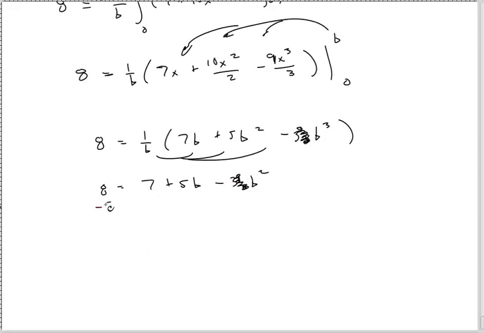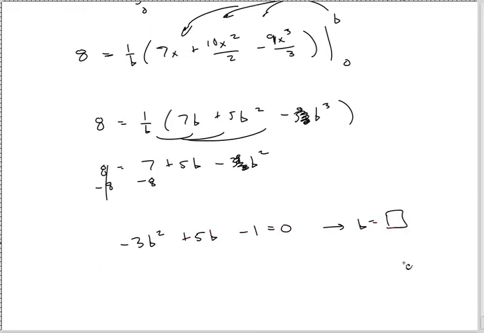So, minus the 8 on both sides. And what you actually get is a very fun one. Negative 3b squared plus 5b minus 1 is equal to 0. Solve for b. Do you know how to do that? Do you know how to do this?